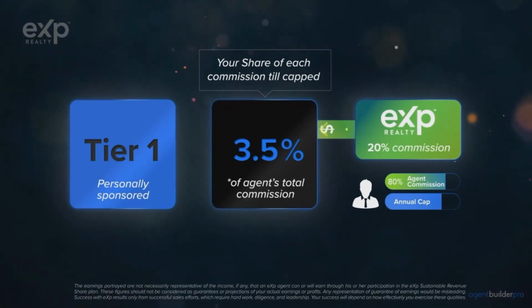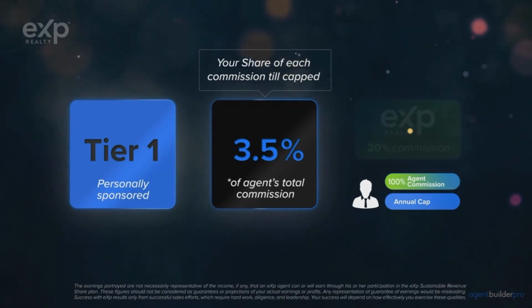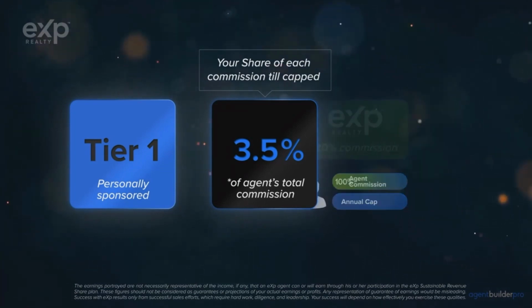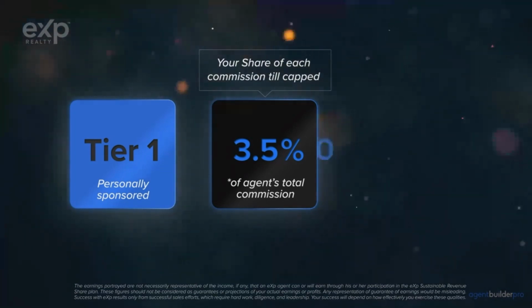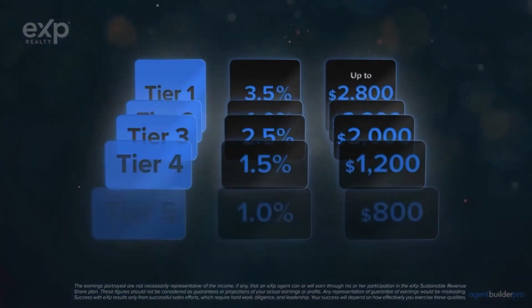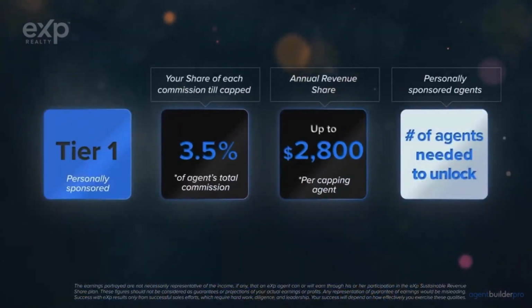Once the agent has hit their annual cap, they start receiving 100% of their commissions. You therefore no longer receive income from their deals for the remainder of the year, which is why the max you can earn on this tier per agent is $2,800. You can earn on all 7 tiers, but it's contingent upon how many agents you've personally attracted to the brokerage and their level of production.